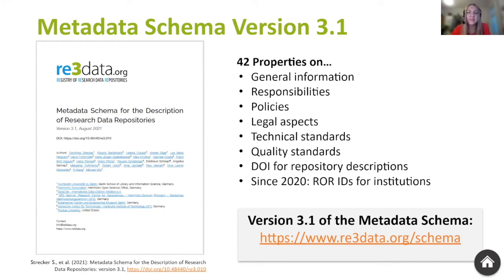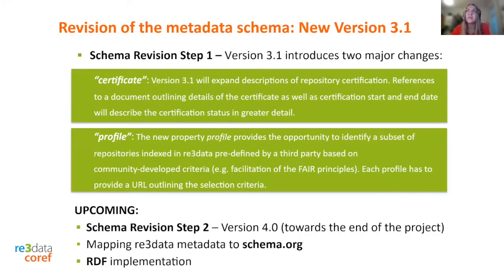Just a quick look at our latest revision of the schema, which was in August. And it was basically a first measure to implement the use cases described in our model. The CoRe project published the schema, and besides some smaller adjustments, it introduces 2 big changes, which are the addition of a profile field, as well as an expansion of the descriptions of a repository's certification status.